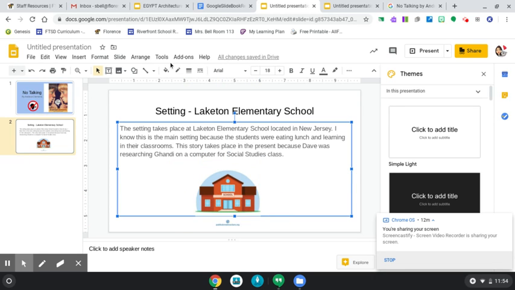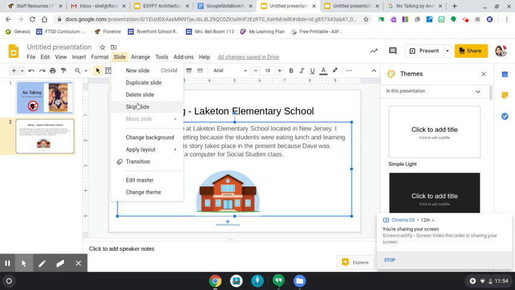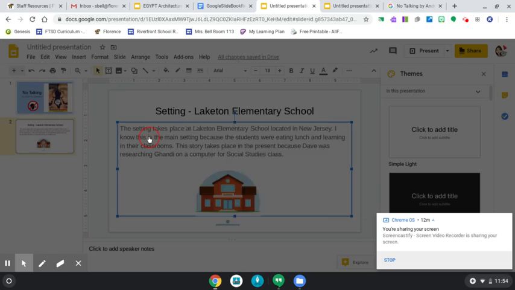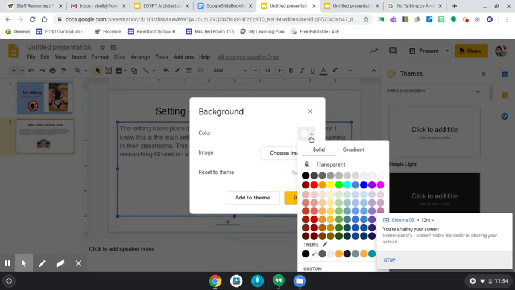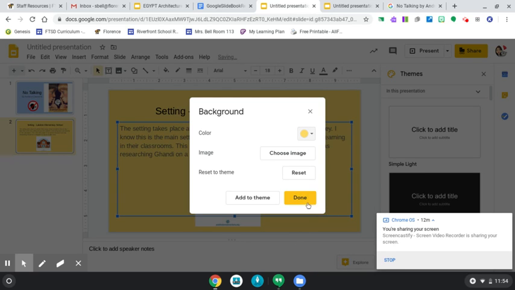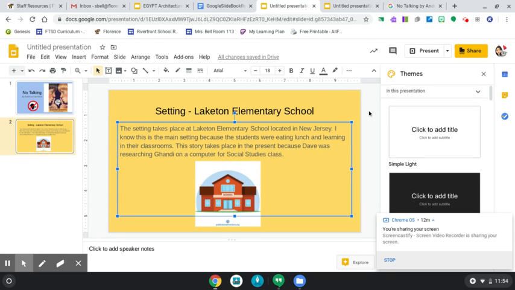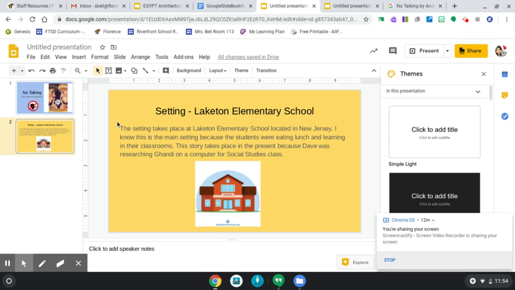I also think I would like to change the background of this slide. So again, I went to Slide, change background. I'm not going to make it the same blue. I actually think I'm going to make it yellow. Yeah, I like that. Okay. And just like that, my 2 slides are done.